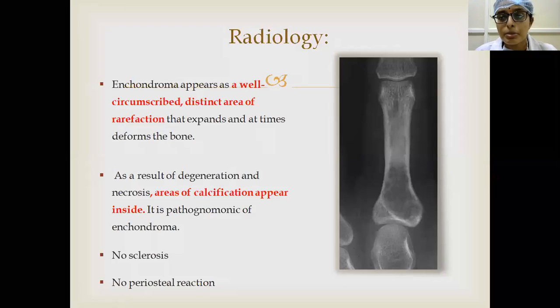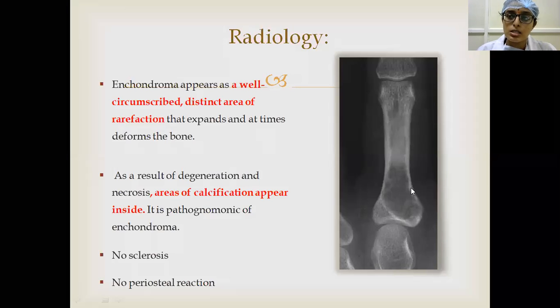As we have discussed in the previous class, if a lesion is well circumscribed, that is the zone, and there is a narrow zone of transition here. That is the differentiation between the healthy part of the bone and the diseased part of the bone. There is a narrow zone of transition here, and the margins are also well demarcated. So it is a benign tumor. It is a well demarcated, well circumscribed, distinct area of rarefaction or lucency, which sometimes expands and deforms the bone.